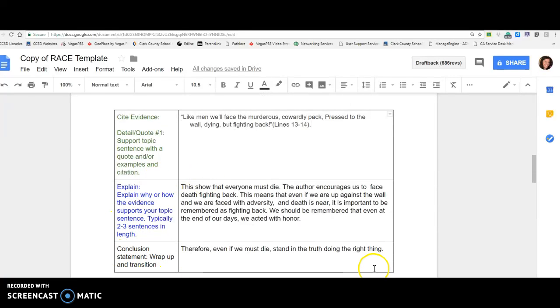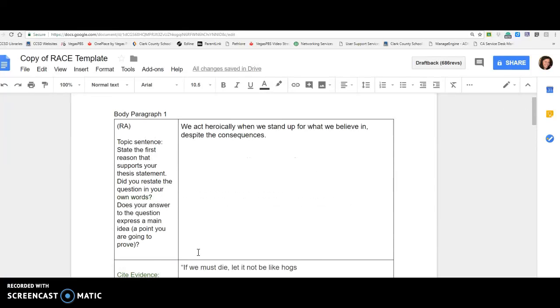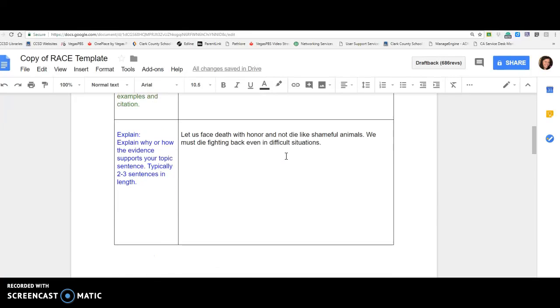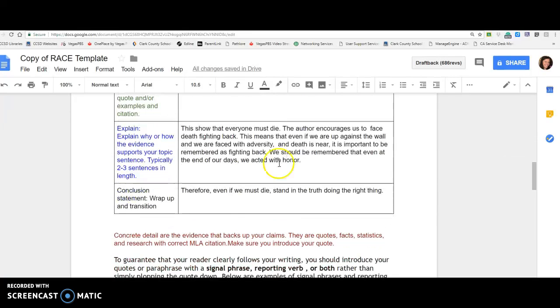And then finally, you're going to wrap it up with a conclusion. And for the conclusion, you're basically taking a look at your topic sentence. We act heroically when we stand up for what we believe in, despite the consequences. You're going to rewrite that using different words in your conclusion. Therefore, even if we must die, stand in the truth, doing the right thing.